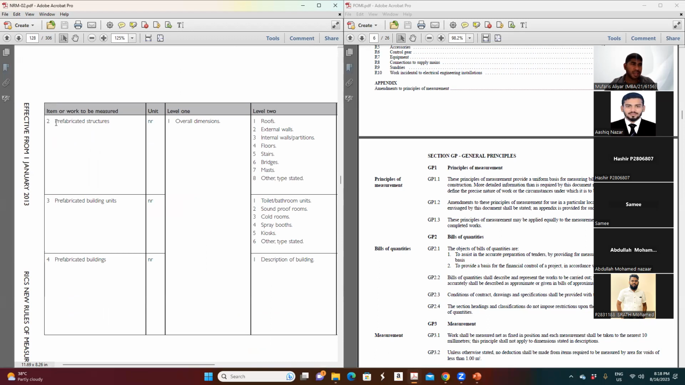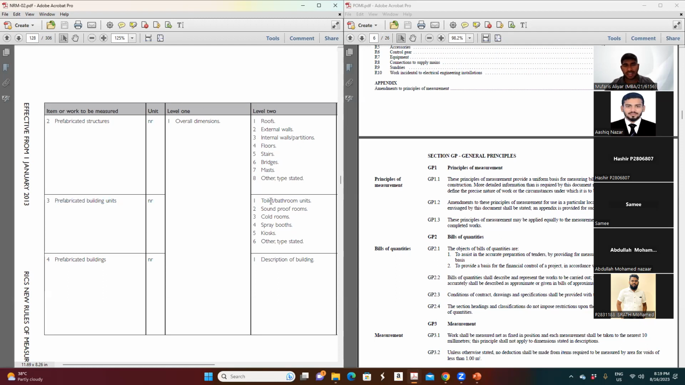They said here, see, prefabricated structure. This kind of precast panel we can see. This is measured by number. They said the roof, external walls, internal walls. It's like a floor, staircase, bridges, something like that. What are the items? And prefabricated building.